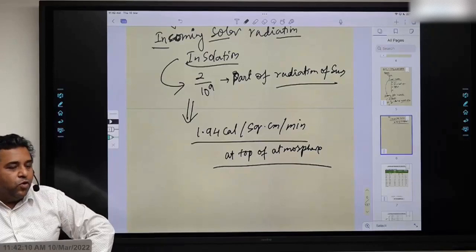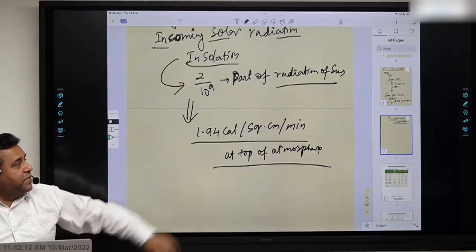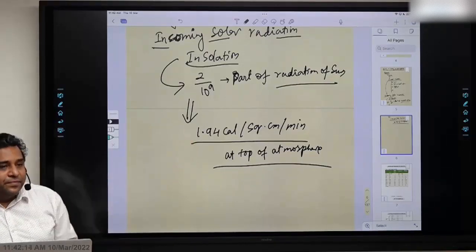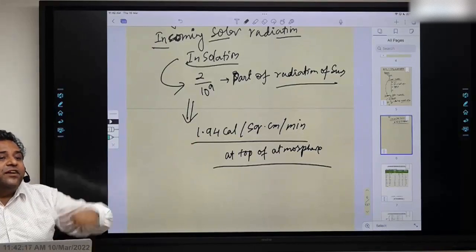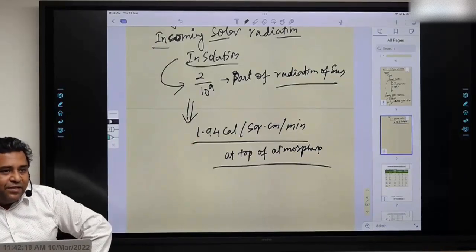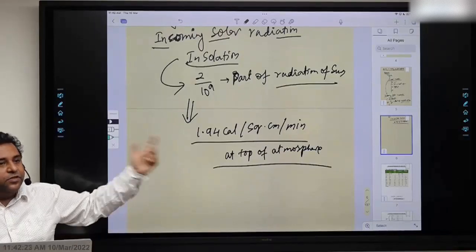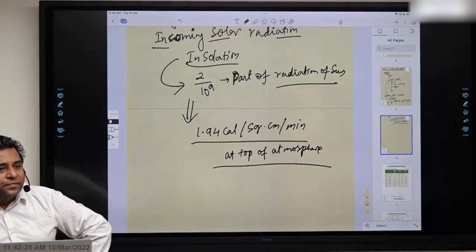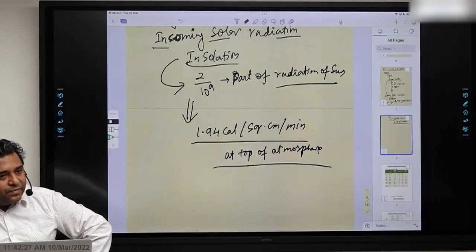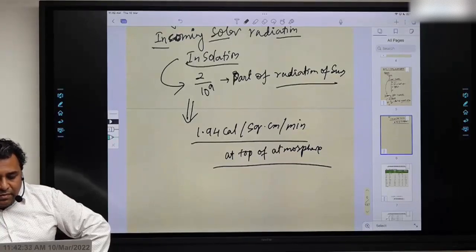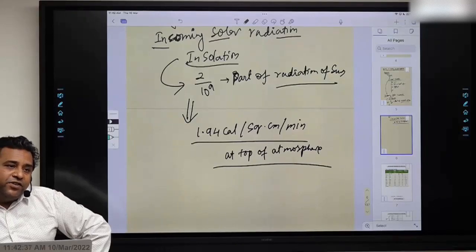So when we say all the radiation, we converted it directly into calories, energy. How much is the energy of that radiation? When you convert all the energy of all the radiation of the sun, it is equal to this much. This is the total energy of the complete radiation received by the Earth.